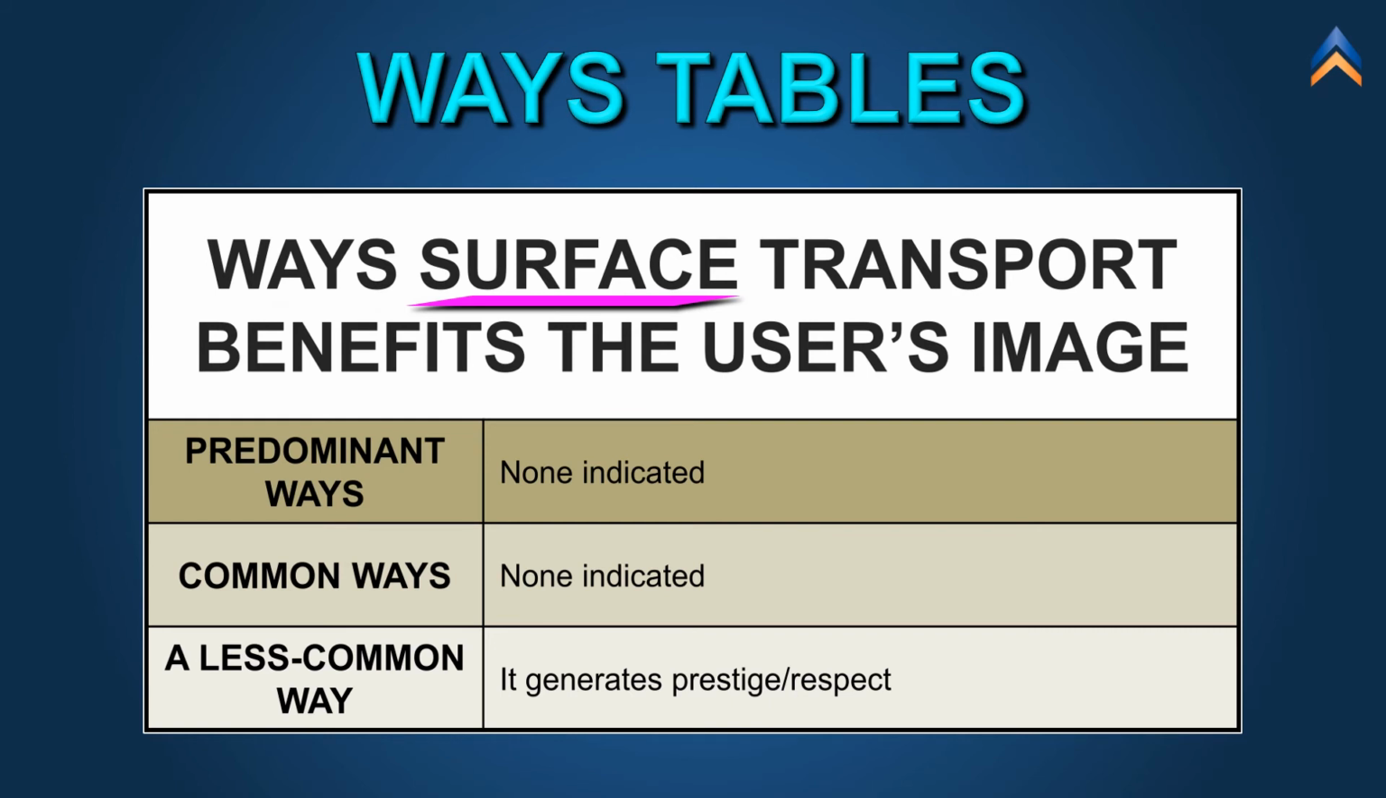You should also know there are ways tables for surface transport, and they're located in the surface transport section of the website. For example, here's the table for benefit to the user's image. The aviation tables are blue, and the surface tables are tan, but other than that, they follow the same format. And by the way, when it says none indicated, it means that no ways were identified in that level of predominance. And you'll note there are fewer surface tables and they contain fewer ways.